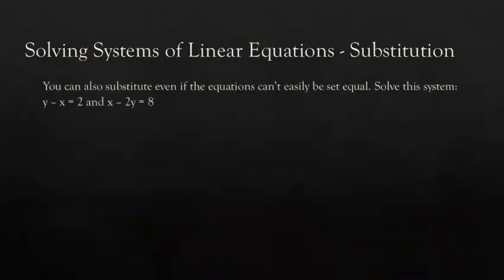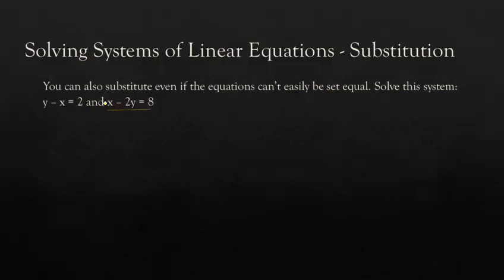You can also substitute even if the equations can't easily be set equal. So on the last one, they were both y equals something. It was very easy to set them together. But we could solve this system another way. I can solve this one for maybe the x variable. I could solve for the y as well, but it's a little more difficult. I could solve this equation for either the x or the y. I'm going to choose to solve this second one for x.